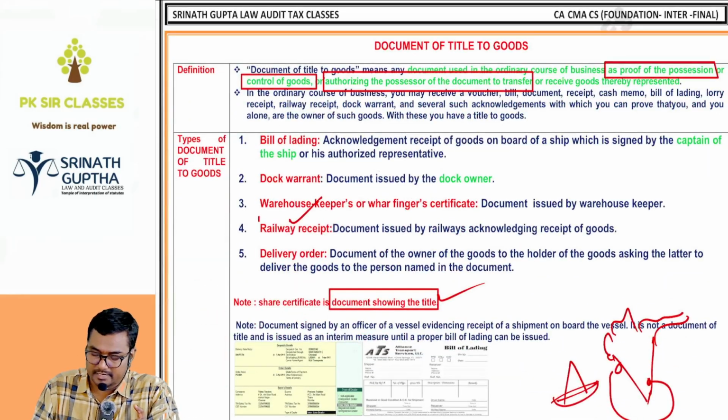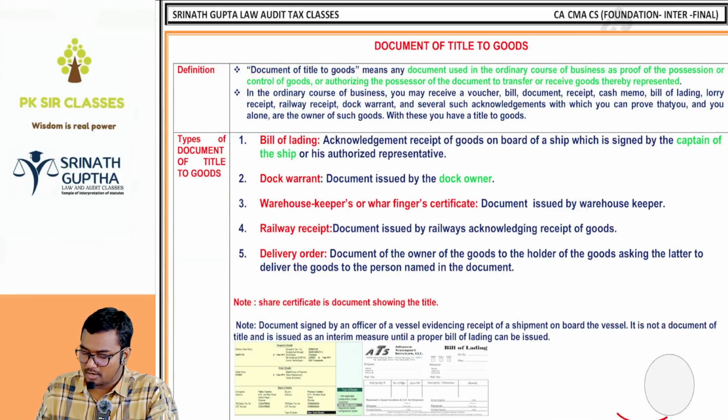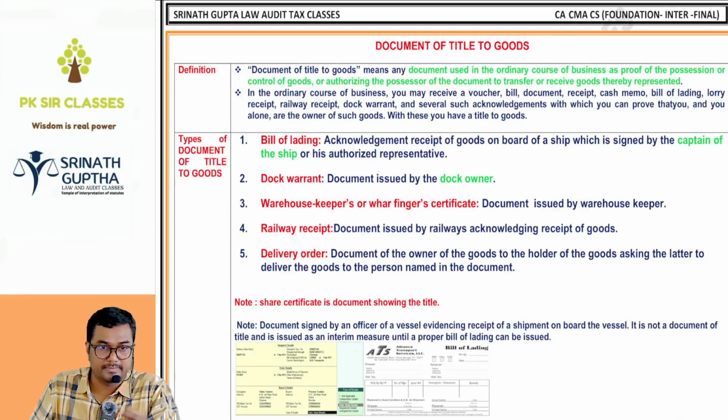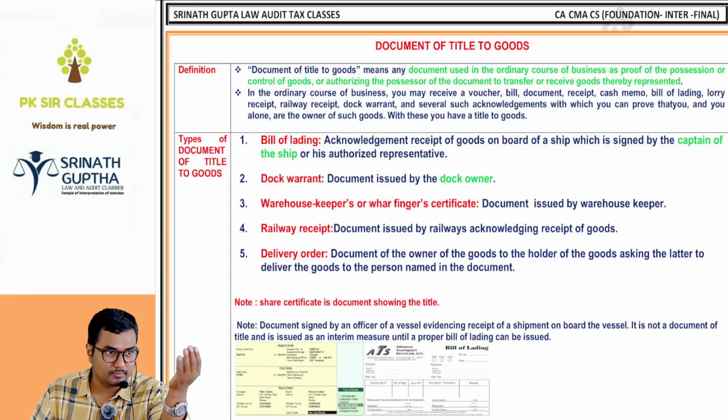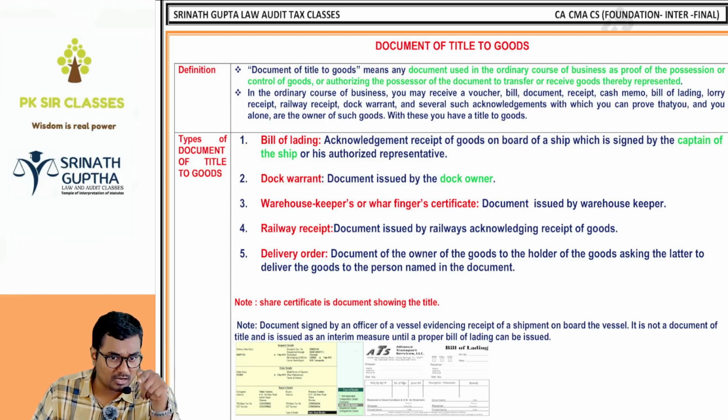Next, document of title to goods. What is a document of title to goods? It is a document used in the ordinary course of business which shows that you have ownership of the goods. For example, you are shifting a vehicle from Hyderabad to Vijayawada through railways. When you load the vehicle at Warangal station, the railways will give a slip as a receipt. The receipt is the document of title to goods. This document says that you have ownership of the particular bike. If you show the same receipt at Secunderabad station, they will release it. Yes sir, no sir.